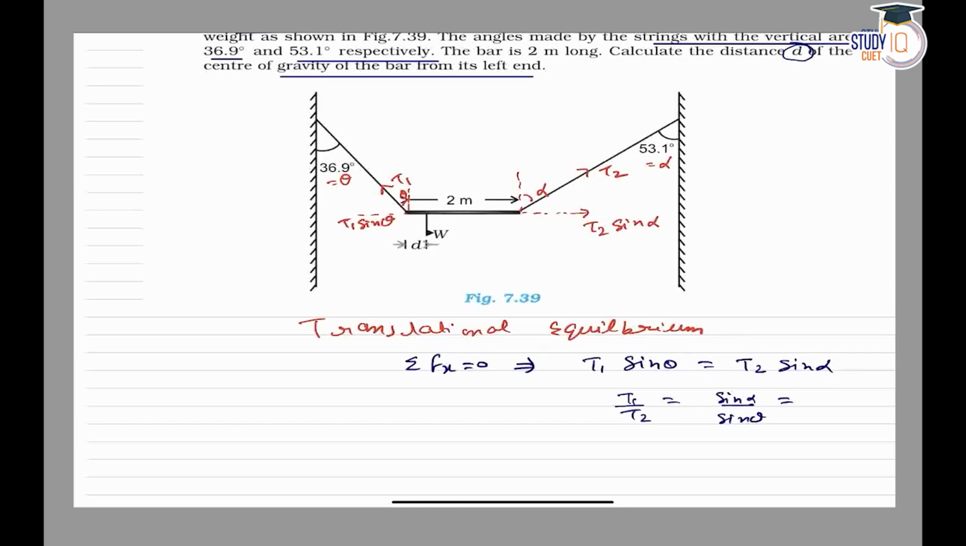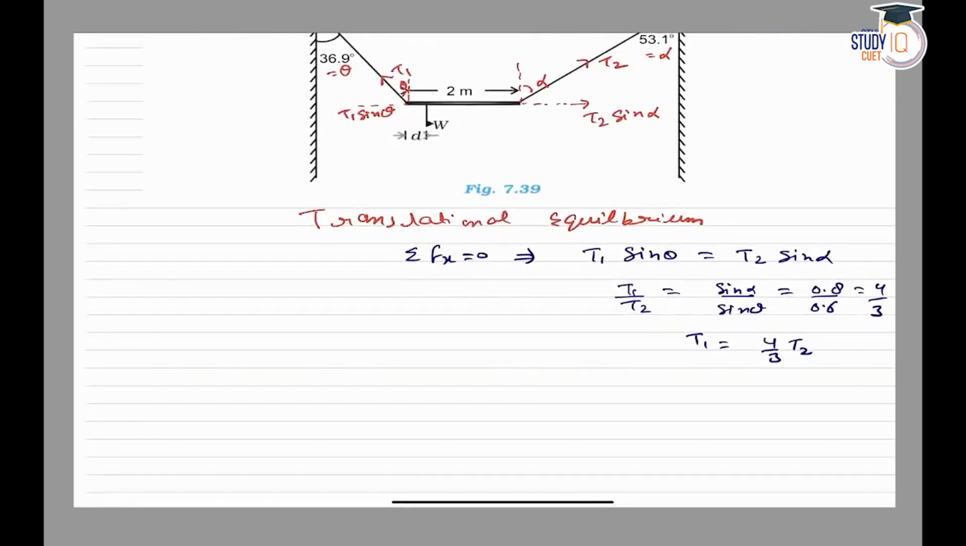Alpha is equal to 53.1 and theta is equal to 36.9. On solving this, we have T1 upon T2 is equal to 0.8 divided by 0.6, which can be written as 4 by 3. So the value of T1 comes out to be 4 by 3 times T2. So in this we have the relation between T1 and T2.